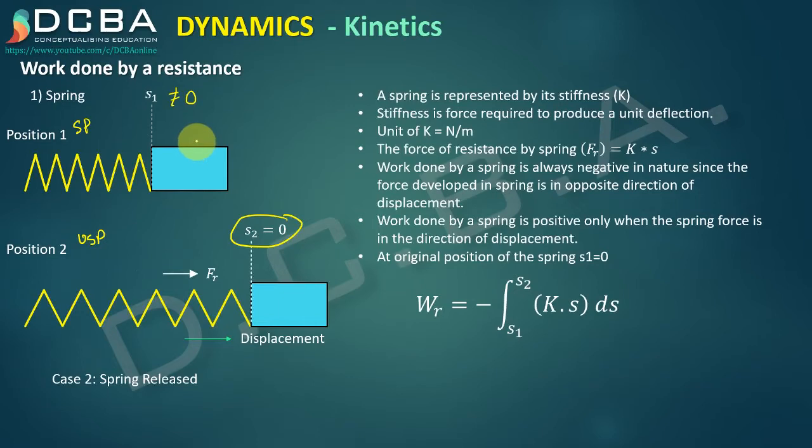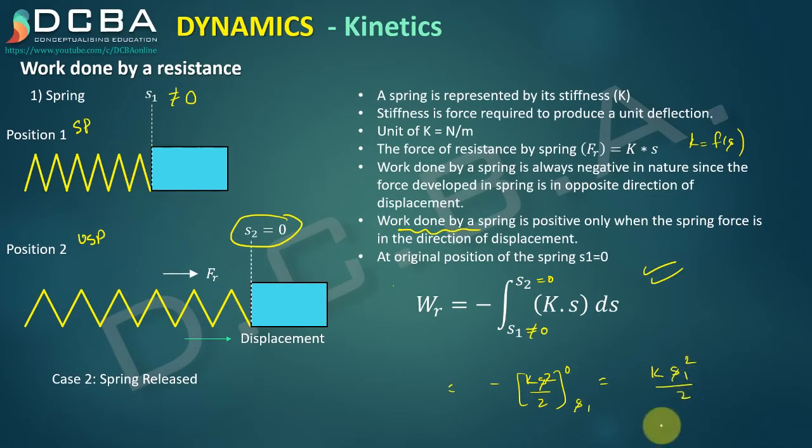The equation of the work done in this case will also be the same. Even though the work done by the spring is positive in this case, still the equation that we would be using is this only. Now why? Because you see that S1 is not equal to 0, S2 is equal to 0. So if you solve this, at the end you will get k S1 square by 2. So it's a positive work.